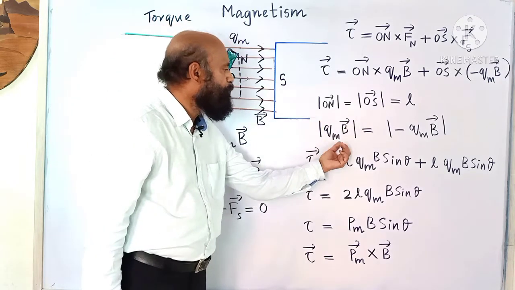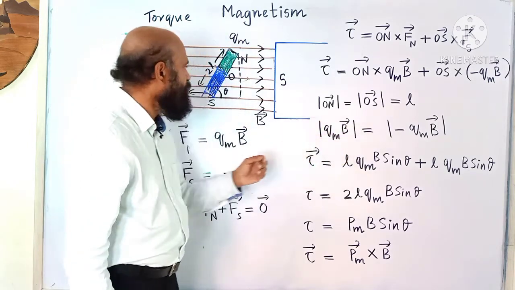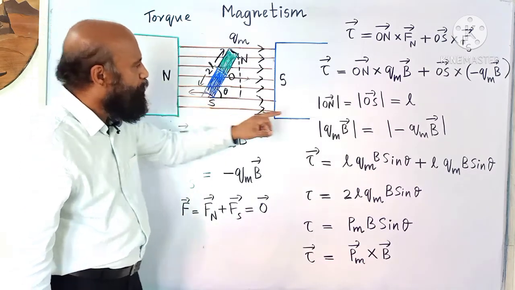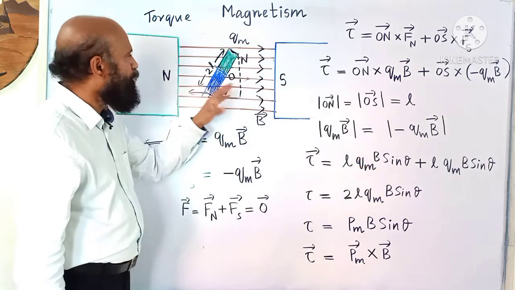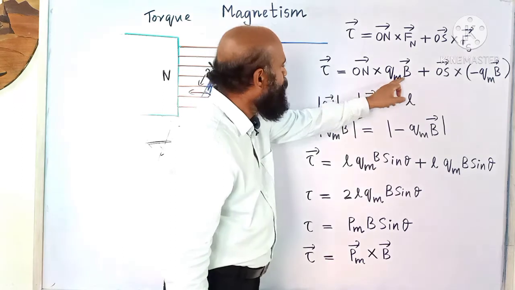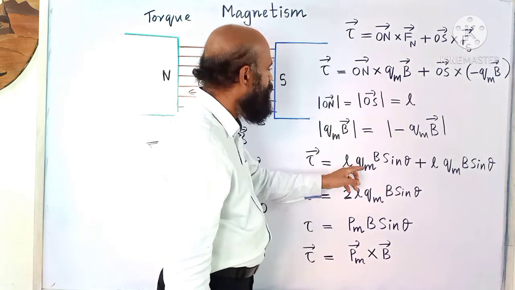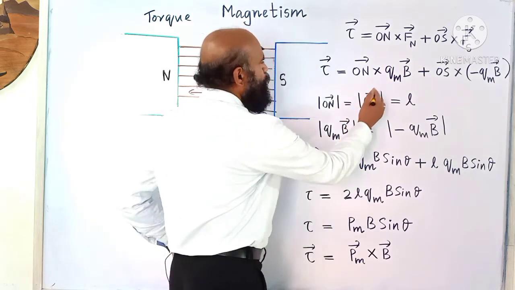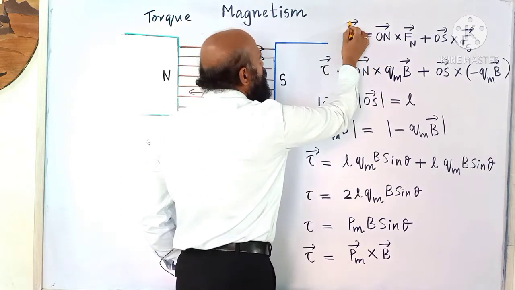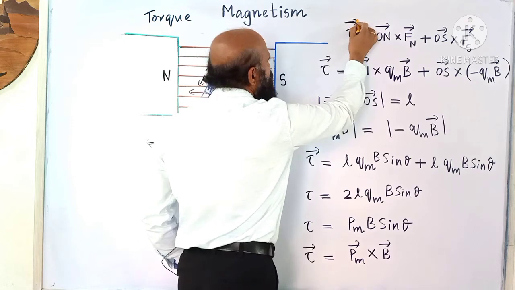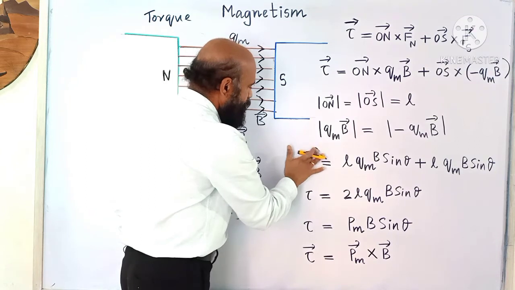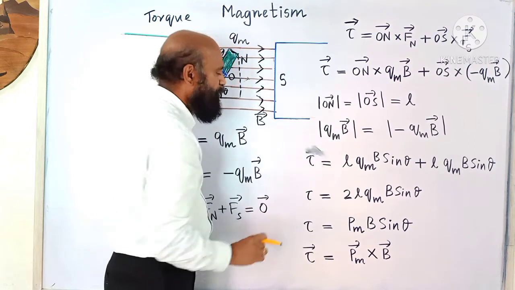Similarly, the magnitude of Qm B vector is the force experienced by the north pole, and this is the force experienced by the south pole. The magnitude is equal, only the direction is different. Now for this Qm B vector, instead of the vector, we consider the magnitude of the vector. So this is the magnitude of the vector torque.